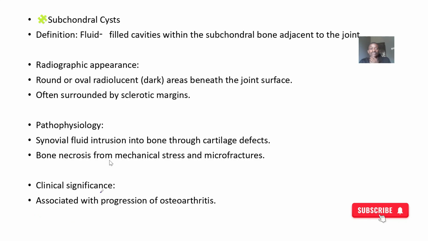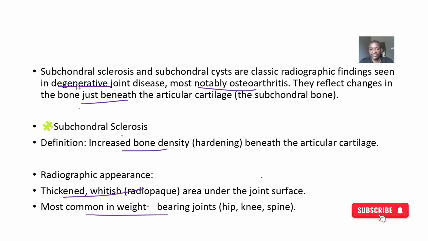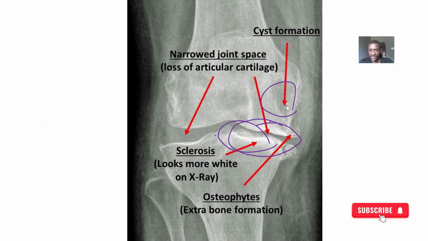Now, subchondral cysts. These are fluid-filled cavities within the subchondral bone, adjacent to the joint. So that one is basically fluid-filled. There are round or oval radiolucent, that is dark, areas beneath the joint surface. You see this area appears darker.